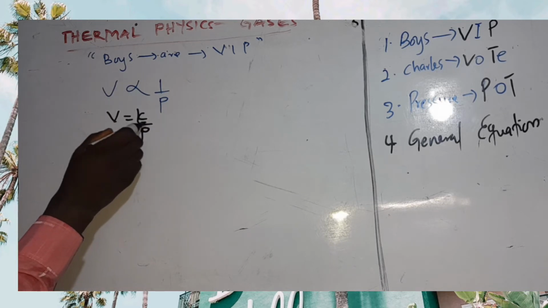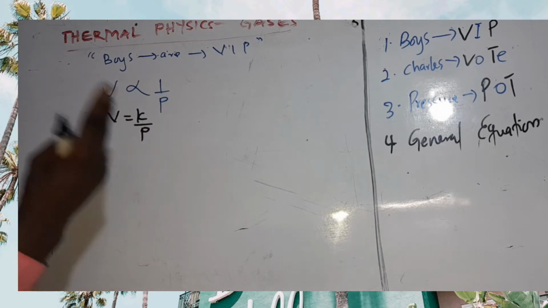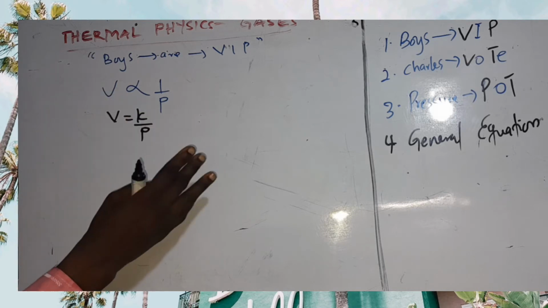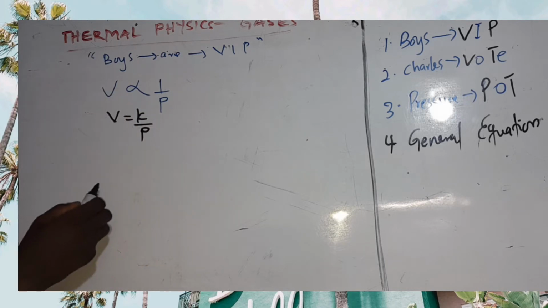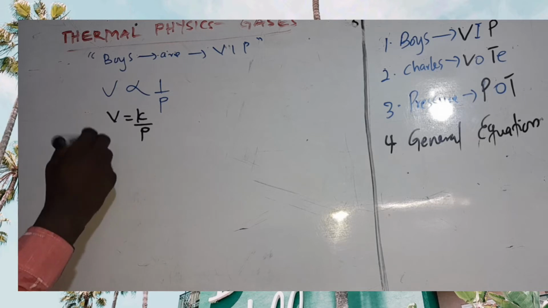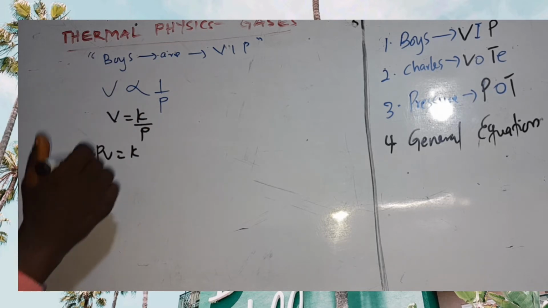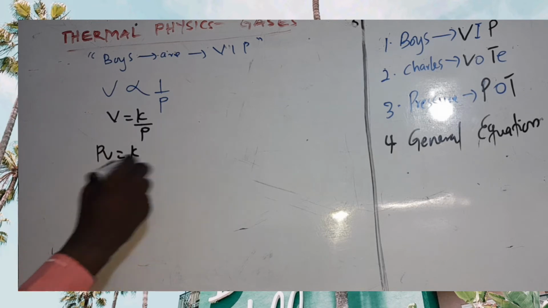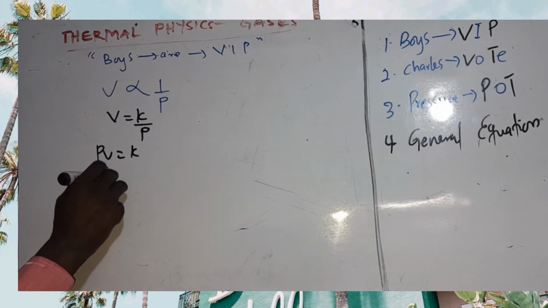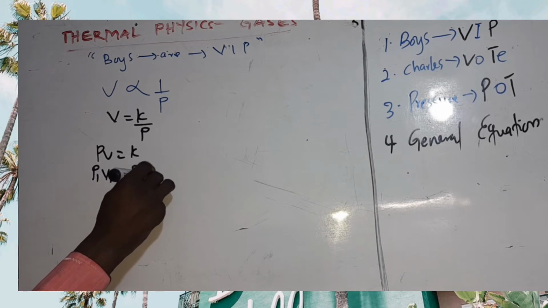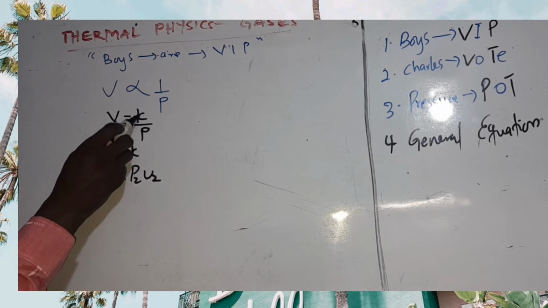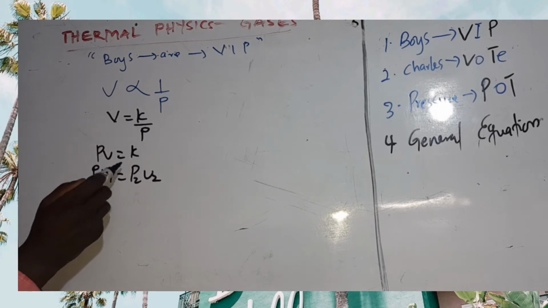Why are we bringing a constant of proportionality? So that in case they give you two gases, the initial and the final, you can relate it. So let's make K the subject. If you make K the subject here, we are going to have PV is equal to K. And so therefore, if you are given two gases, we can equate it. If K is equal to K, then you can say P1 V1 is equal to P2 V2. Is that okay? Remember, we make K the subject. So you can say P1 V1 equal to P2 V2.